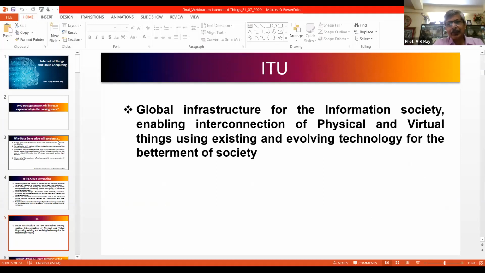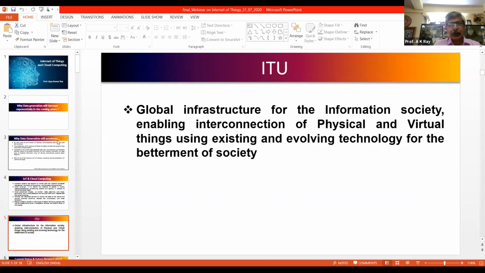There are a large number of definitions. In fact, every industry, IBM has got its own definition. Intel says something, more or less the same thing, but internationally there is a body, the International Telecommunication Union, ITU. They say it is a global infrastructure for the information society, which enables the interconnection of physical and digital, virtual things, using existing and evolving technology for the betterment of society. So this talks about everything.